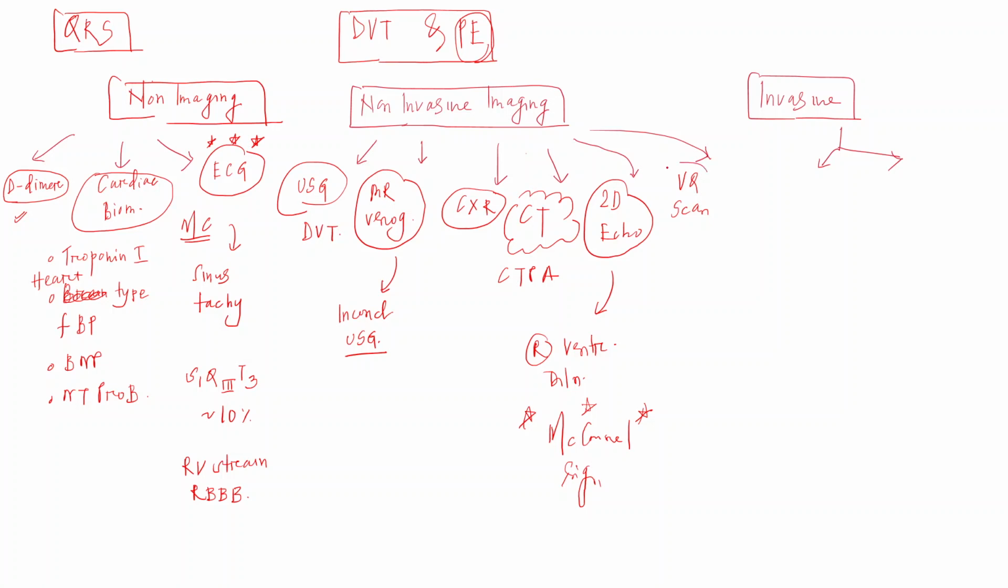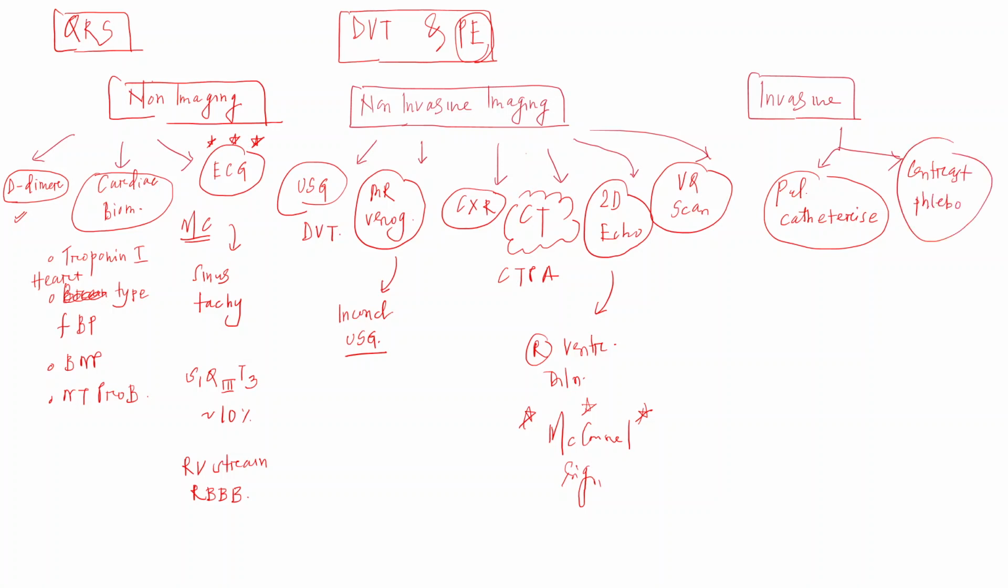So these are the non-invasive imaging modalities. Invasive imaging modalities include the conventional pulmonary catheterization, that means we directly catheterize the pulmonary artery and search for the thrombus. Another one is contrast phlebography.